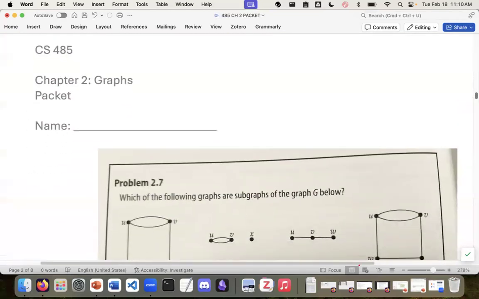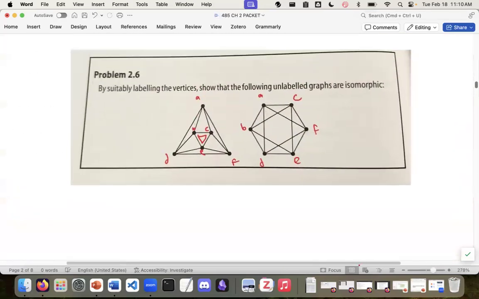Okay. All right, so next time we'll pick up with subgraphs and counting things. I want to take a few minutes to talk about the last problem on the math packet.